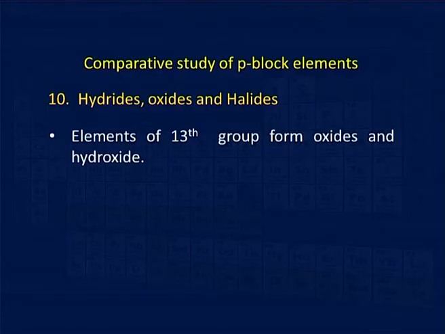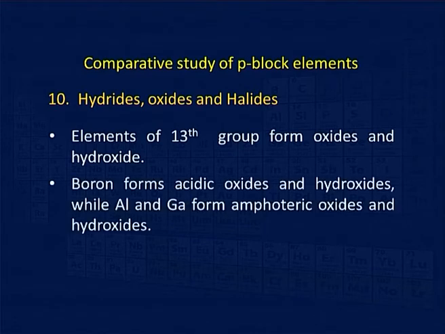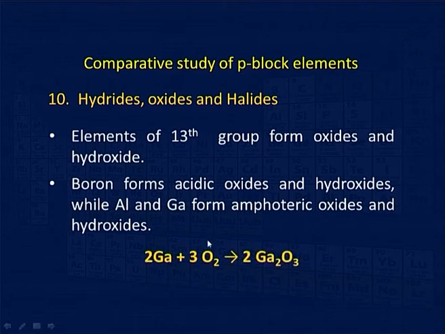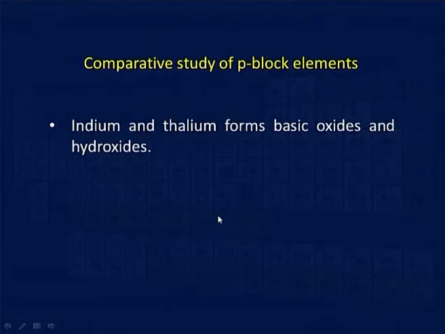Let us start from the 13th group. Elements of the 13th group form oxides and hydroxides. Boron forms acidic oxide and hydroxides. However, aluminum and gallium form amphoteric oxide and hydroxide. This property has been shown for gallium. It forms Ga2O3, gallium oxide, that is amphoteric in nature. Indium and thallium form basic oxide and hydroxide.